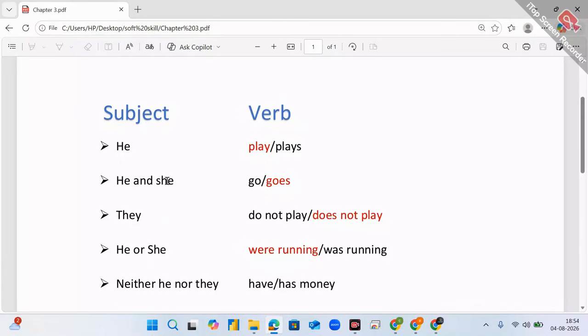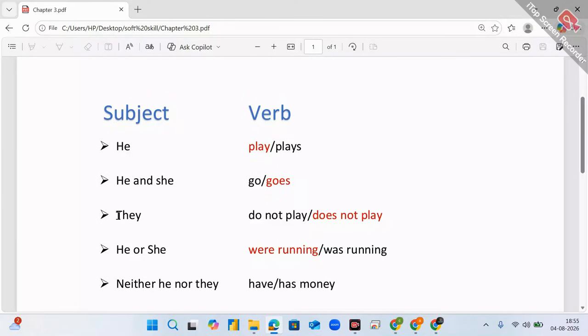Next, he and she. Here we have a plural subject, he and she. We are talking about two different people, more than one person, so we are going with plural, that is go, not the singular goes, right? He and she go to play, he and she play together, right? Likewise, you need to solve the answers.